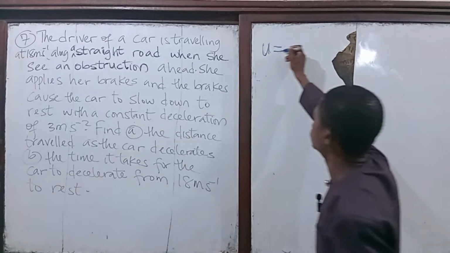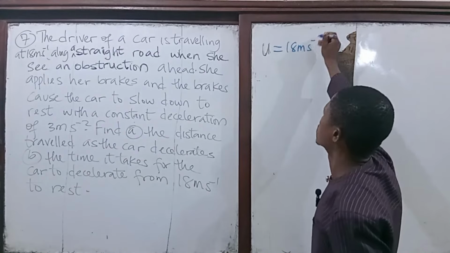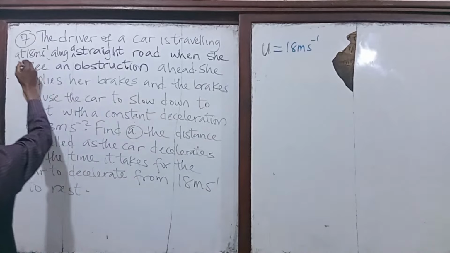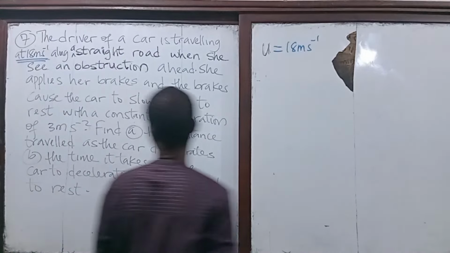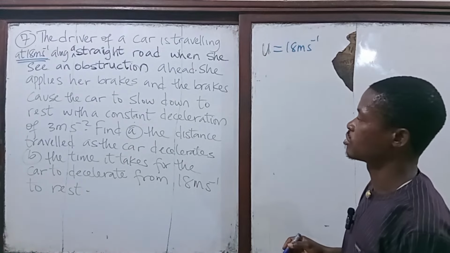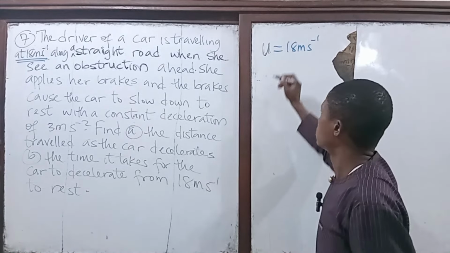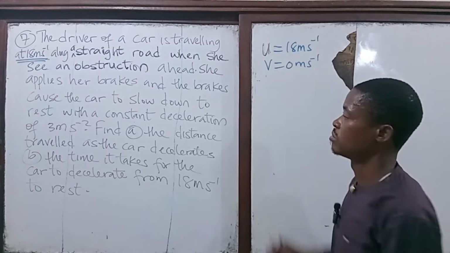U is equal to 18 meters per second. That's our U. It's traveling at 18 meters per second along a straight road. She applied her brakes, and the brakes caused the car to slow down to rest. When the car slows down to rest, V will be equal to 0. The final velocity will be 0.